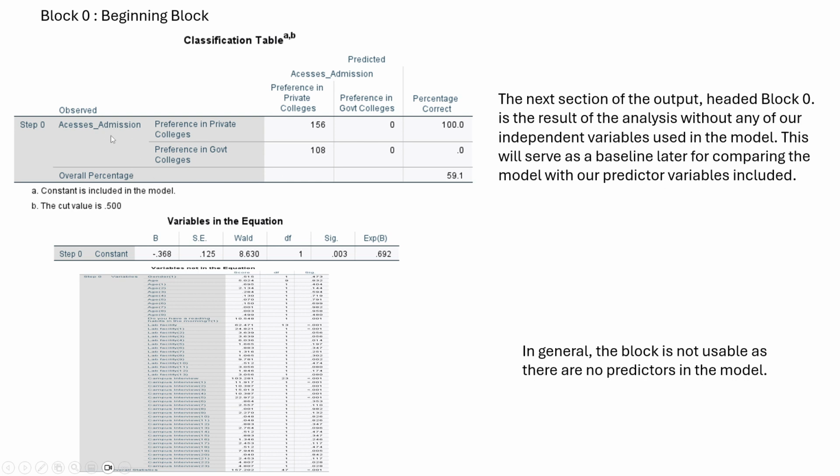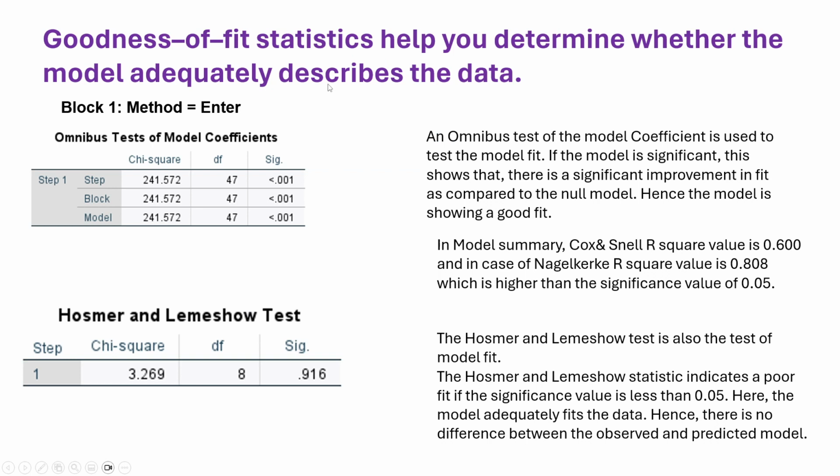Here you see nearly 59.1% have selected private colleges. Variables in the equation: in general, this block is not usable as there are no predictors in the model. So goodness of fit statistics help you determine whether the model adequately describes the data.